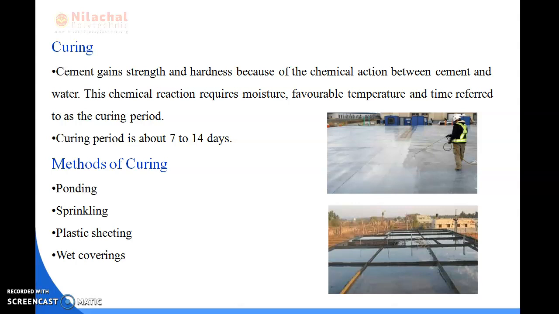The presence of water is essential to cause the chemical action which accounts for the setting of the concrete, and the strength of the concrete gradually increases with age. Okay, if we do proper curing, the durability and impermeability of the concrete are increased and the shrinkage is reduced. These are the objectives of curing.